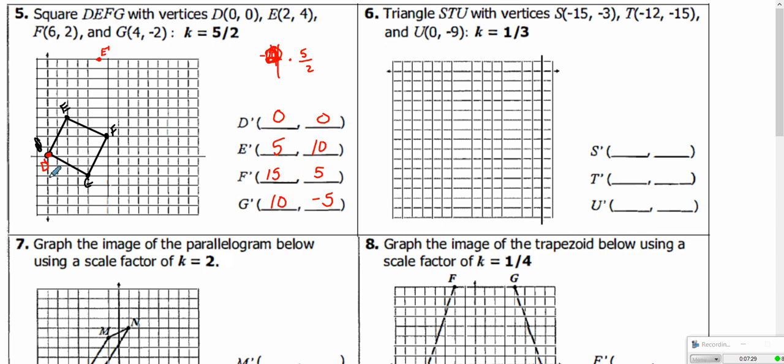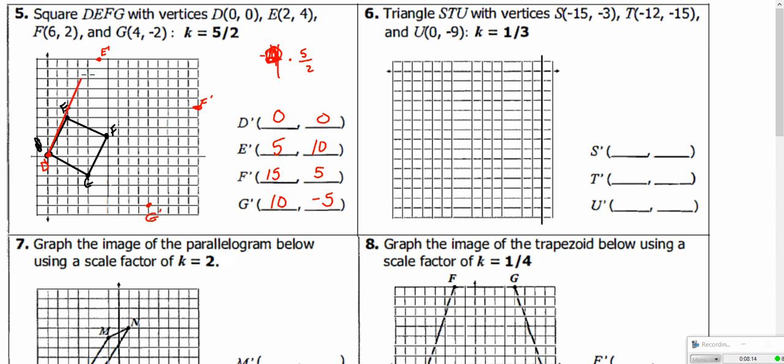F is 15, 5. So 1, 2, 3, 4, 5, 6, 7, 8, 9, 10, 11, 12, 13, 14, 15. Up 5. 1, 2, 3, 4, 5. There's my new F. And then my new G is 10, negative 5. So 1 through 10, then down 1, 2, 3, 4, 5. New G. And we'll connect those dots.